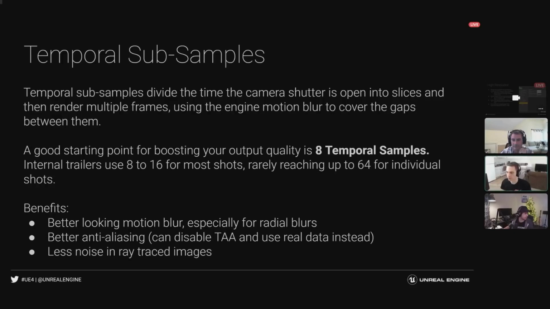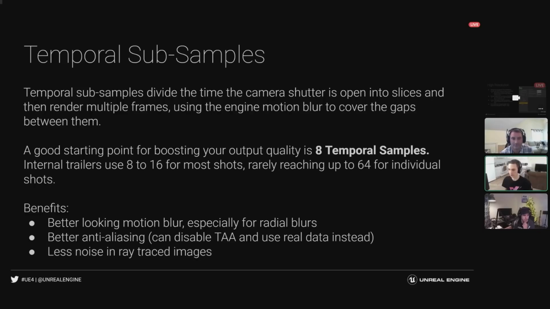So for temporal samples, we divide the time that the camera shutter is open into slices, and then we render out multiple frames and use engine motion blur to cover the gaps between them. What this means in practice is that you can get radial motion blur, or you can get nice arcs, which we'll show an example of here in a second.